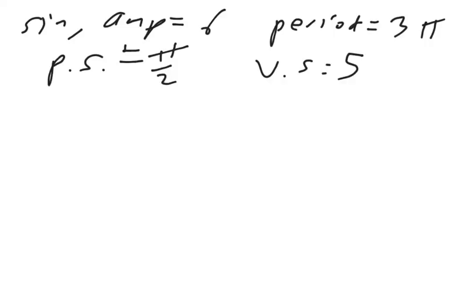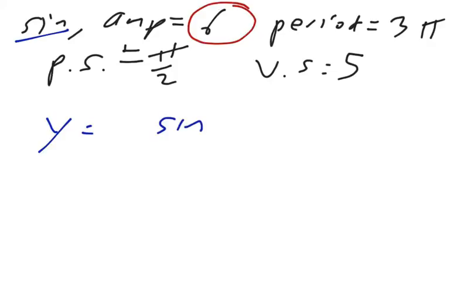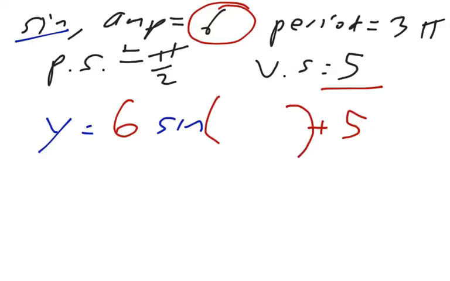Okay, let's try one more problem here. Since it's sine, we're going to have sine. Since the amplitude is 6, that goes in front. Since the vertical shift is 5, we put a plus 5 at the end.